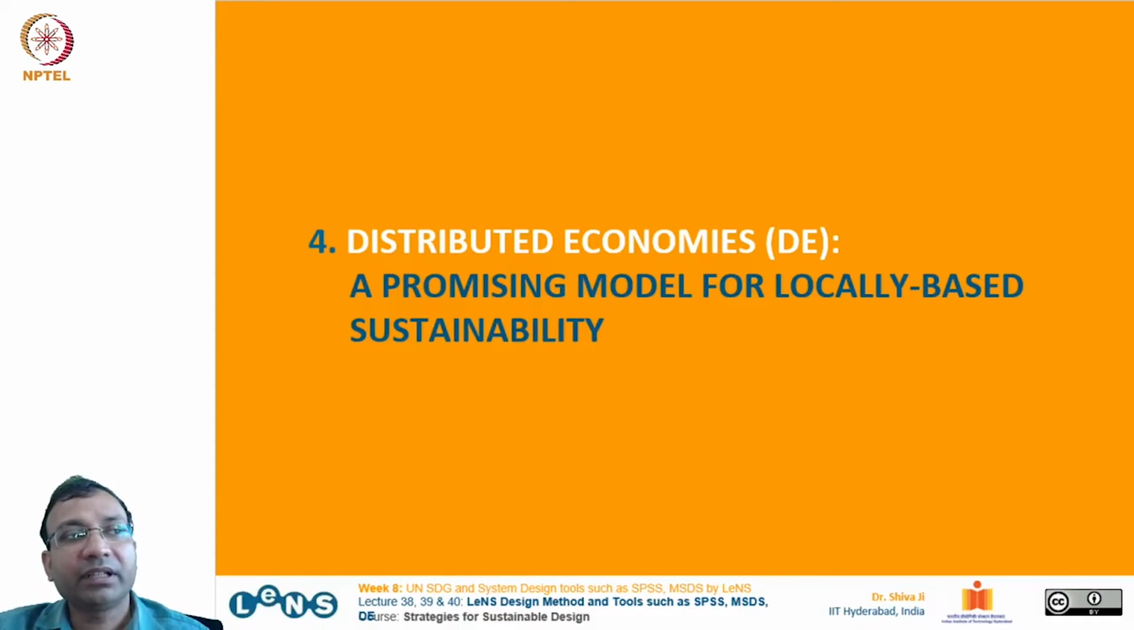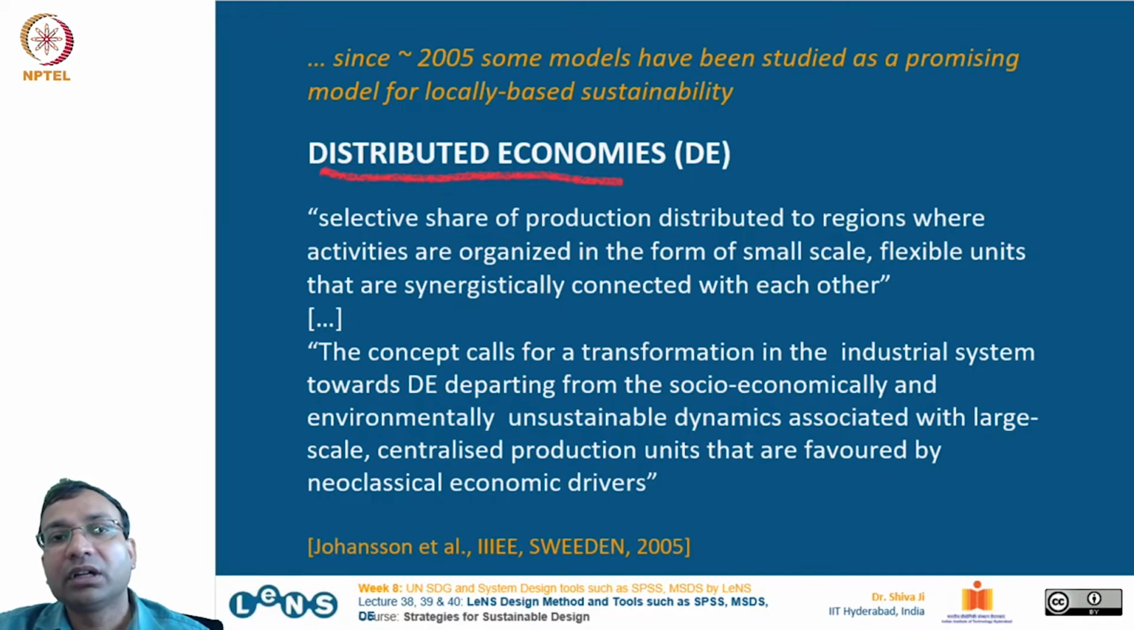So we have seen in the previous lectures how globalization has brought several kinds of repercussions, and the impact of any product which is manufactured in one corner of the world has increased because of the indirect emissions happening due to transportation and things. So how does this distributed economy actually work? Since 2005, some models have been studied as a promising model for locally based sustainability.